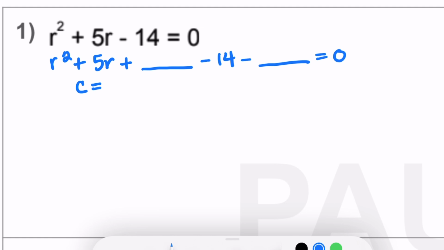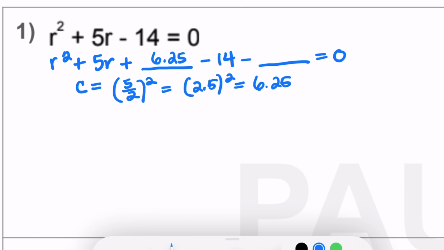To find the value of c, you take the value of b, which is 5, divided by 2, and you square it. So you get 2.5 squared, which is going to be 6.25. So here I'm going to put 6.25 and 6.25. What you have done is you kept the same equation. It's still equal to 0. You've added your c and you subtracted your c. So you still have virtually the same amount in this equation, if that makes sense.